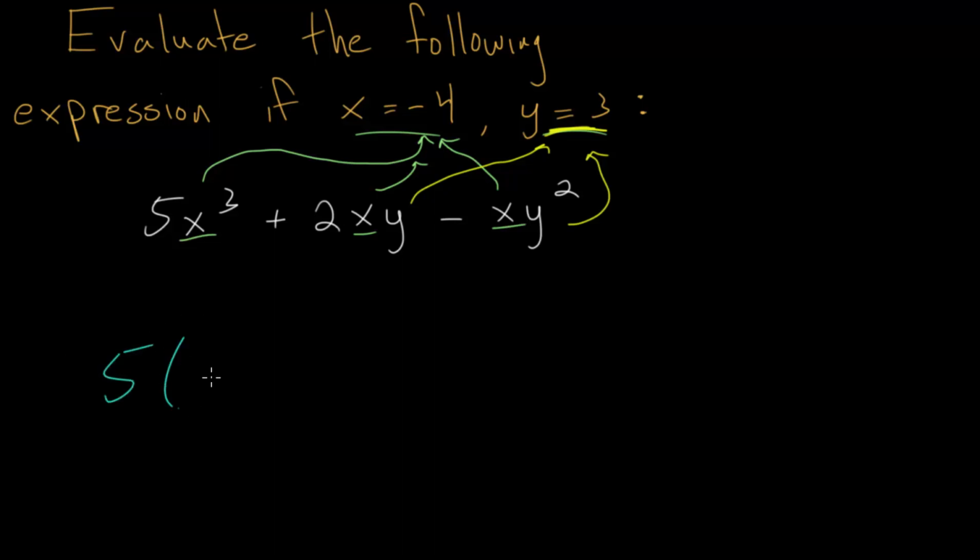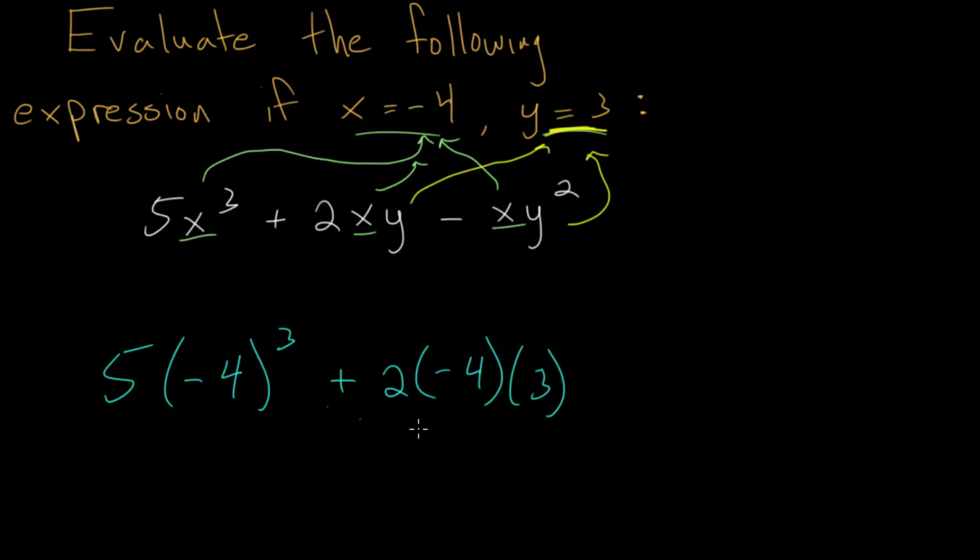We have 5 multiplied by x to the third, so that's -4 to the third. And the general strategy that I take when substituting or evaluating these expressions is to put everything in parentheses when I plug it in. That way I will keep track of my negative numbers. So for this next term here, we have 2 multiplied by x. Again, plug it in parentheses, multiplied by y.